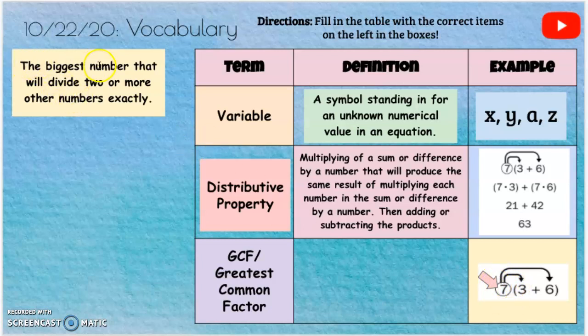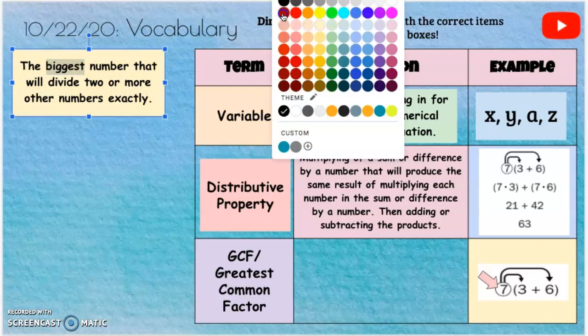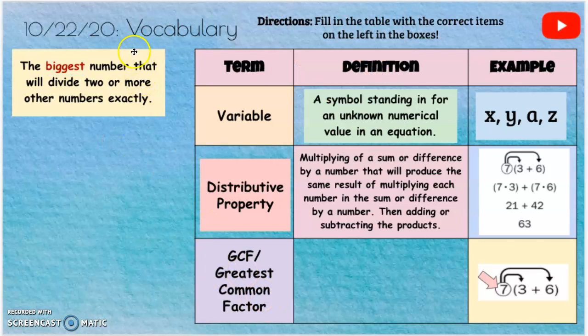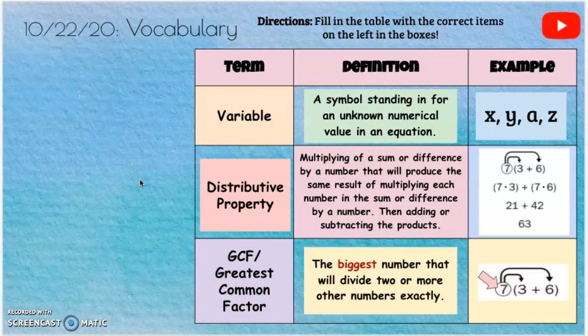So the definition, the biggest number that will divide two or more other numbers exactly. Yep, so that key word in there is going to be biggest for greatest common factor, the biggest number. So make sure we're looking at those key words and we're paying attention to those. It'll help you a lot. Great job.